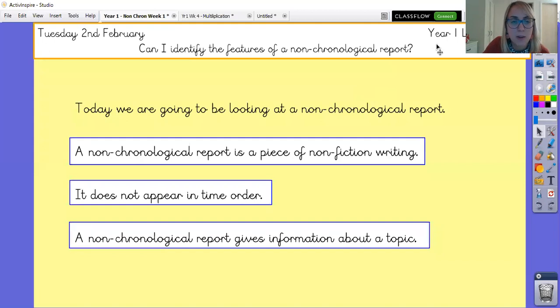So today we are going to be looking at another type of non-fiction. We're going to be looking at a non-chronological report. That's a long word, isn't it? Non-chronological. Should we try and have a go at saying it? So I'm going to have a go first. Non-chronological.